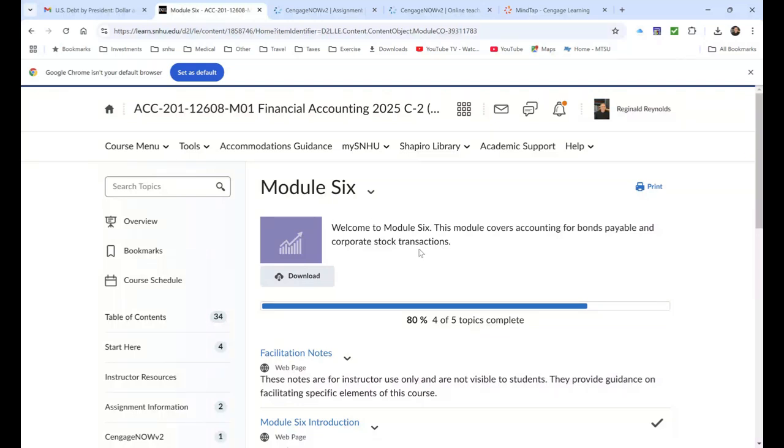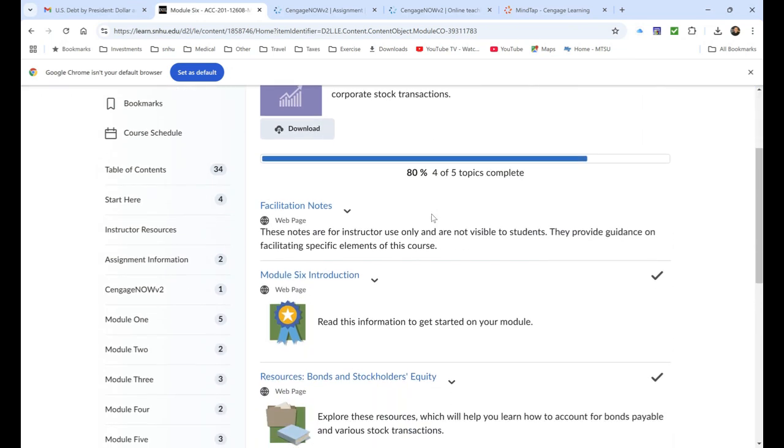All right, we're on to Module 6, and in Module 6 we're going to be talking about two of the ways that companies finance their operations, and that's debt and equity. Debt, of course, is something that you owe, you borrow money. Equity means that you have sold shares in your business.